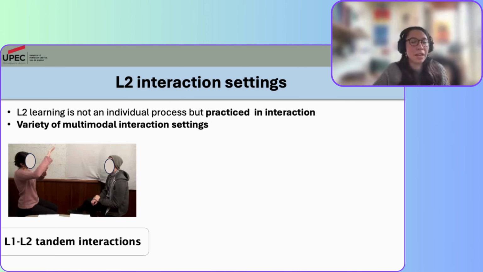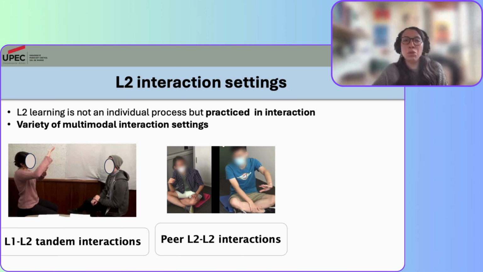I mentioned the L1, L2 tandem interactions. So with the alternating roles between the L1 expert speaker and the L2 beginner, let's say, or not as proficient speaker, where the roles are reversed. So it really increases this level of mutual friendliness and solidarity. So it really is a great context for learning. And then you also have peer interactions, meaning interactions between L2 speakers, L2, L2. So it can be L2 speakers from the same L1, that's the case here, with Cantonese speakers, but you can also speak in your L2 with someone else whose L1 is not the same as you.